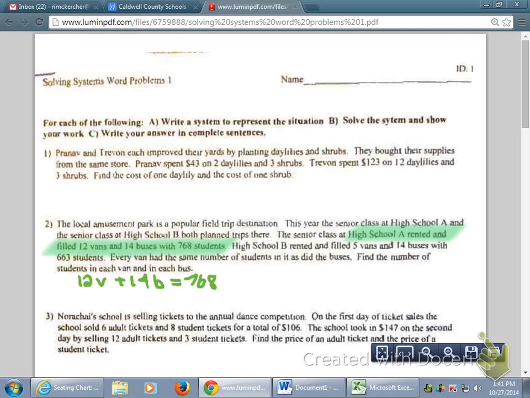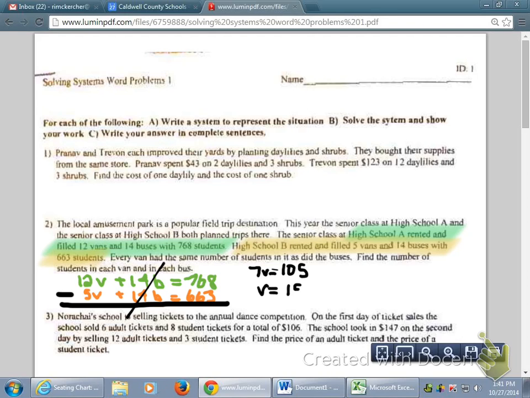Okay, and then we can also look right behind that and find out about High School B in orange. Again, take a moment to check and make sure that you understand that High School B was 5 vans, that's 5V, and 14 buses, 14B. Again, we have a great elimination problem, so we're going to subtract those. Find out that the vans must hold 15 people each.